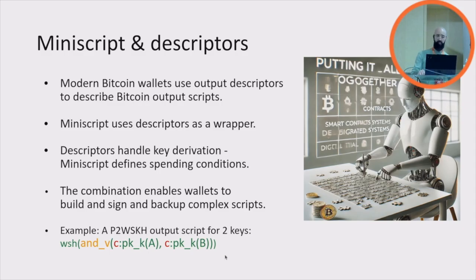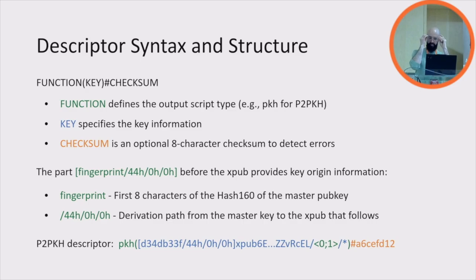Now let's understand a bit what a descriptor is. A descriptor syntax looks like this: the function, so the descriptor itself, the key, and a checksum. If you look at the example here, we can see that we have the key origin, and we described how we derive this key from this public key. And then we have the checksum. Why do we need the checksum? Because sometimes people want to transfer it, sometimes maybe they want to copy it by hand. So the checksum helps to avoid errors in this area.